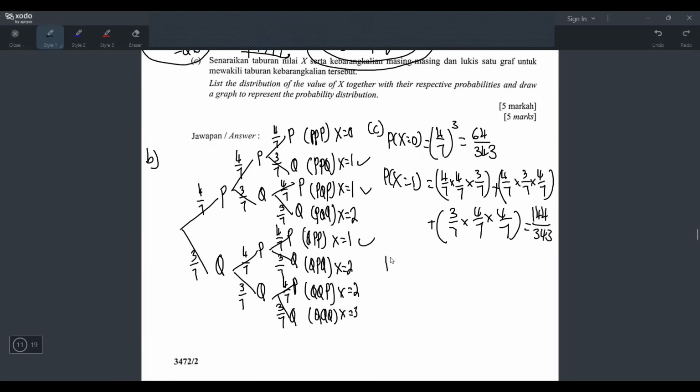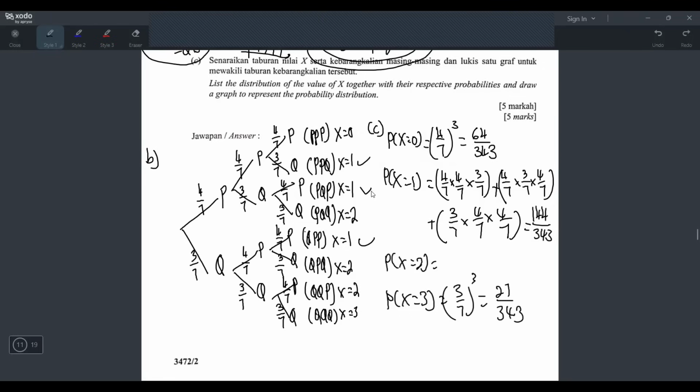Okay, next one is px equals 2. Px equals 2 is what? It will be this one, this one, this one, right? Okay, I have an idea. I will straight away do px equals 3, and then later I take 1 minus all this answer, get px equals 2. Can also. Okay, px equals 3 will be 3 over 7 times 3 over 7 times 3 over 7, power 3 lah. Okay, let's see what I get. Use calculator. My calculator gives me 27 over 343, right?